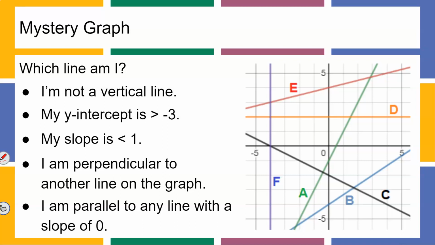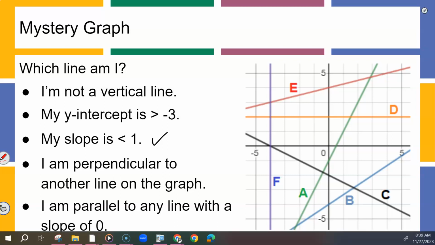D, because the slope is less than 1 and it's parallel with any line whose slope is 0. Okay, what about the others? Does it fit? Because it's not a vertical. Is the y-intercept greater than -3? And is it perpendicular to another line on the graph? Which line? So it is D because it fits all of those things.